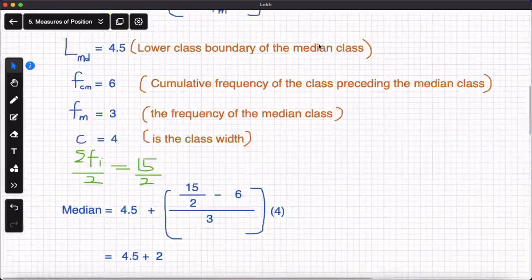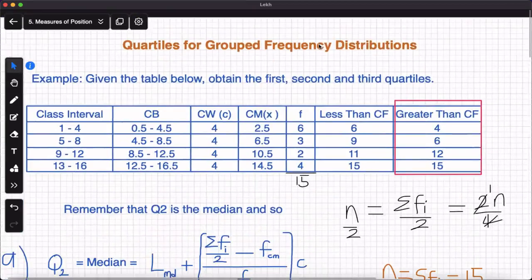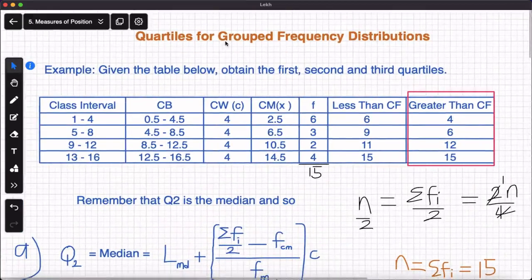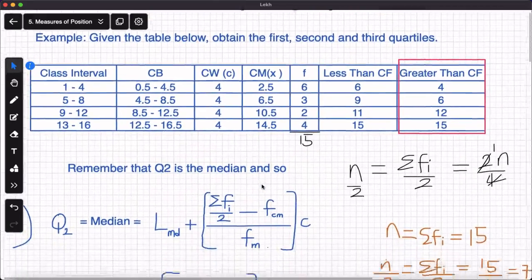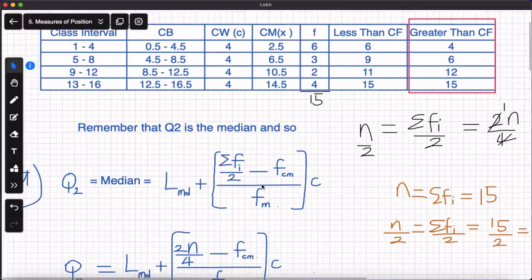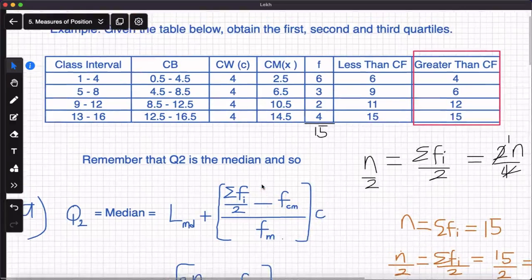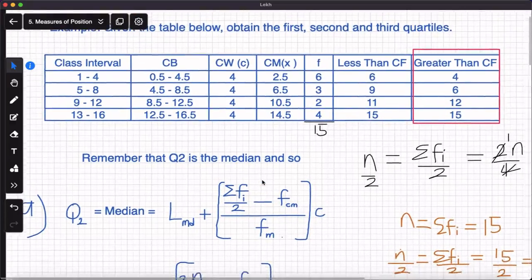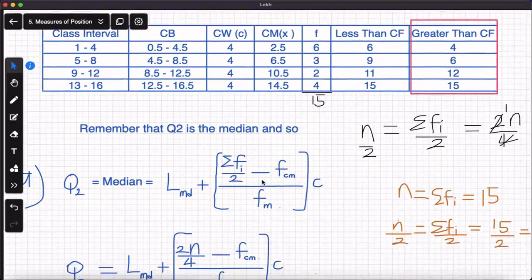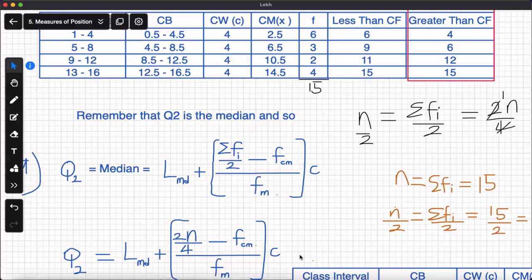Now, let's look at group frequency distribution. If you want to obtain the quartile for a group frequency distribution, it is similar to the way you obtain your median. Don't forget that the other quartiles were not discussed before now, but we discussed how you get your median for a group frequency distribution in one of the previous videos.